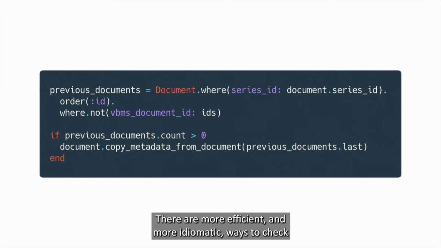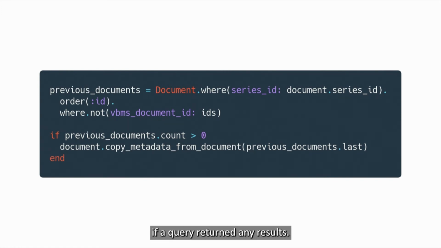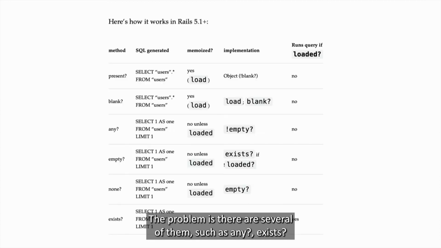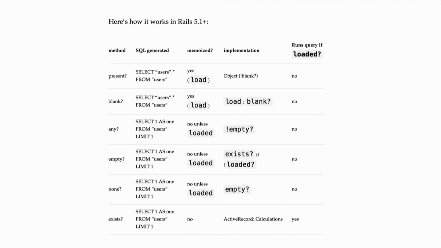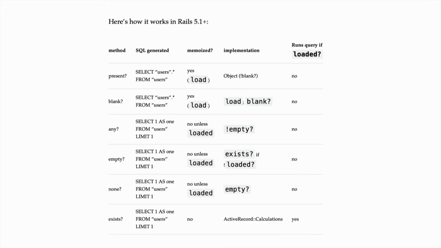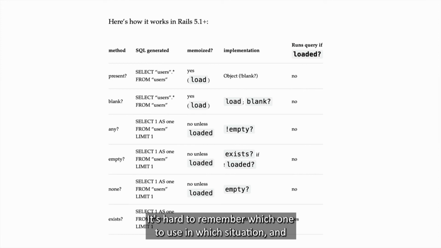Now, there are more efficient and more idiomatic ways to check if a query returned any results. The problem is there are several of them, such as any, exists, and present, but they don't behave the same way. On top of that, the behavior depends on the Rails version. It's hard to remember which one to use in which situation, and there aren't any automated tools that I know of to guide us. Luckily, Nate Berkopec wrote a detailed article explaining it all.